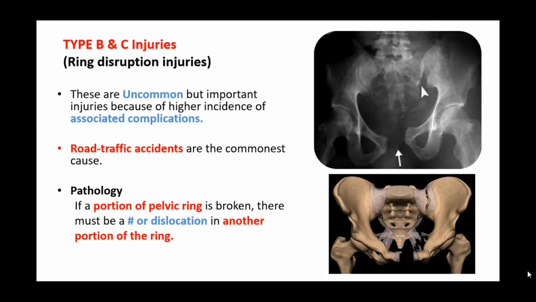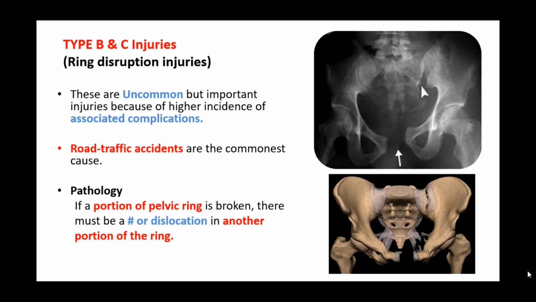Type B and type C injuries. Type B injuries are rotationally unstable and vertically stable, while type C are rotationally and vertically unstable injuries. These are uncommon but important injuries because they are associated with complications. In these injuries, you will often see that there is a disruption of the pubic symphysis. Road traffic accidents are the commonest cause.